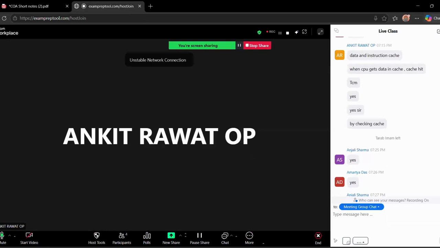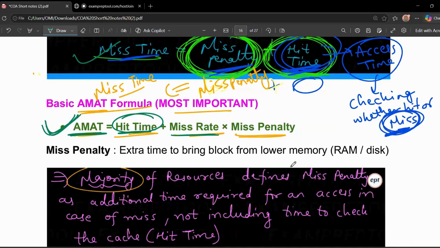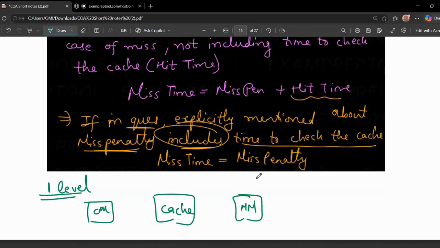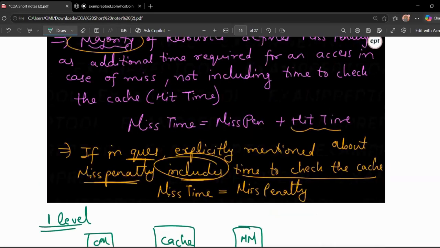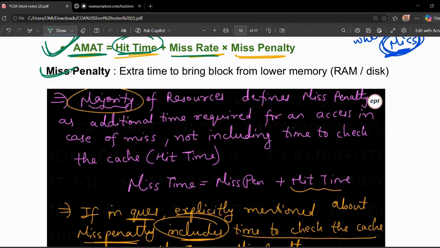Any formula you can take, it's up to you. Like this simplified formula you can also take, and the bigger formula also you can take. Now, miss penalty definition we have already seen.